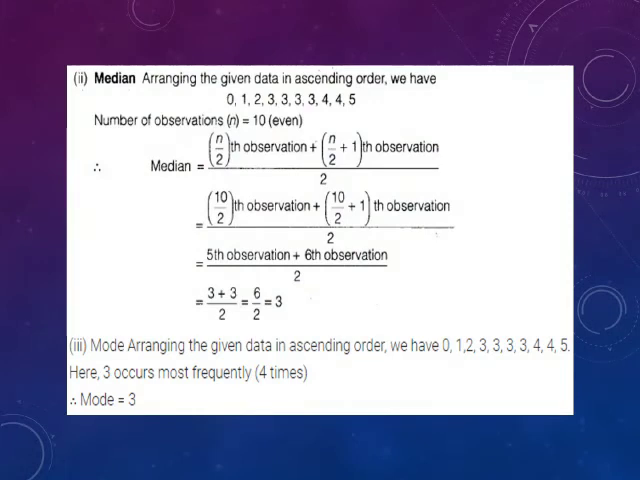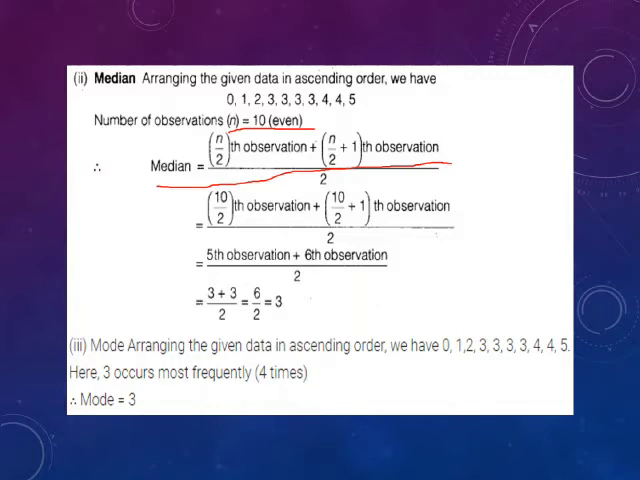Next we will find the median. For median, first we have to arrange it in ascending order. Then we have to find out whether it is odd or even. So here totally 10 observations are there. So n equals 10, that is even. For even, we have a formula: n by 2 and (n by 2 plus 1) divided by 2.